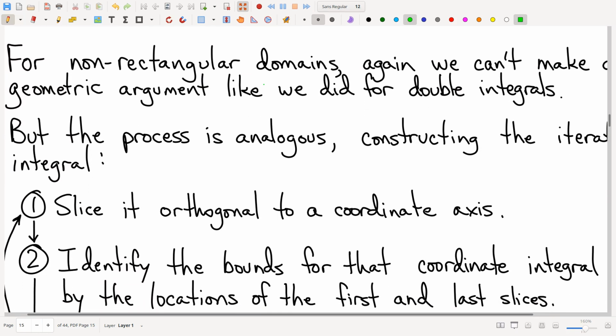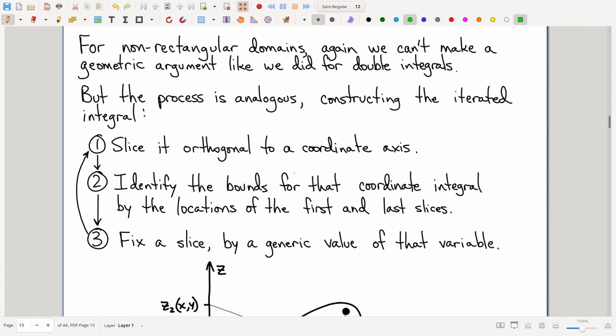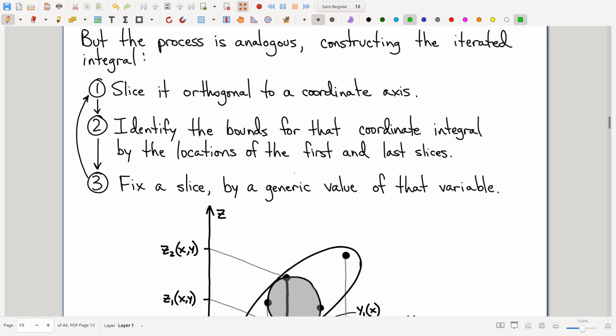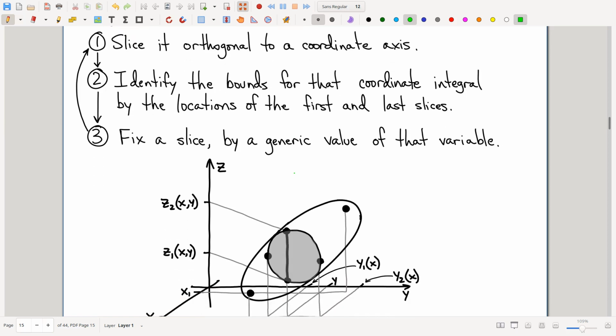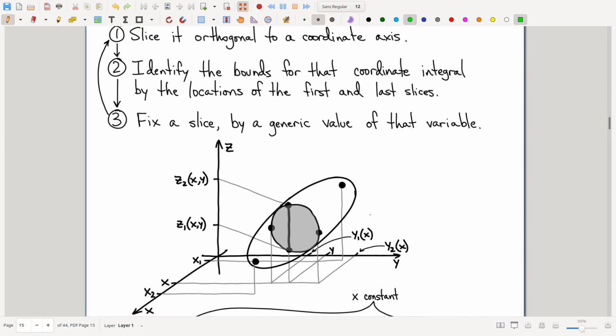Okay, now, how do we do it for non-rectangular domains? And again, I can't draw the picture, so what I'm going to do is just appeal to your sense of pattern, and that it's going to be the same. It's a three-dimensional version of the same thing. And I've got a picture here intent on showing you this pattern.